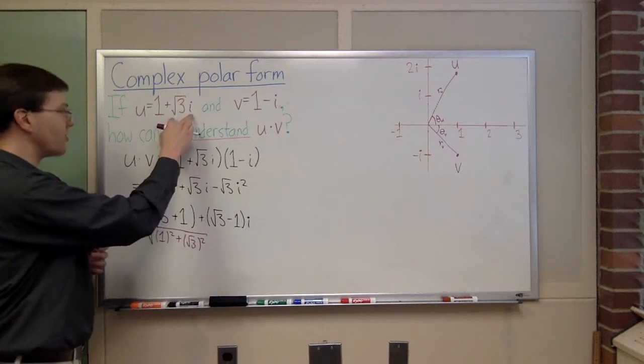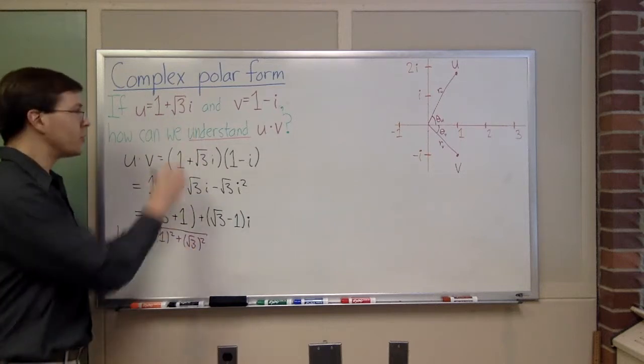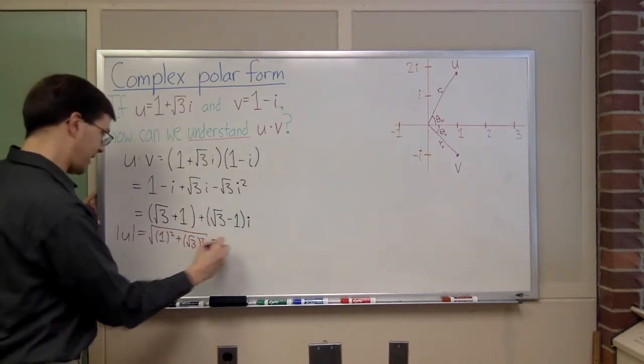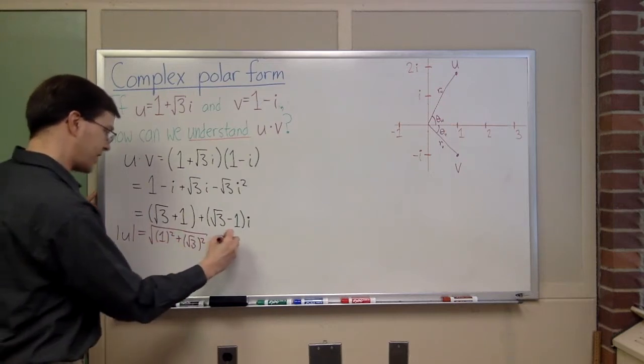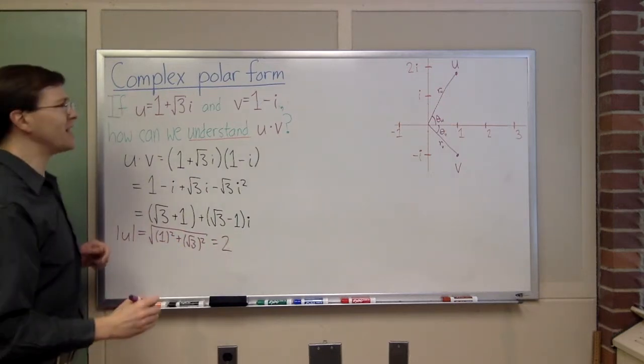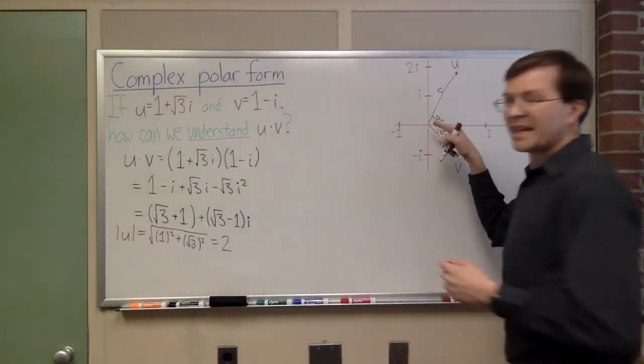And note it's not the square root of 3i squared, because that would be negative. We just do this. And what is that? That's 1 plus 3 is 4, so that's 2. The square root of 4 is 2. And in fact, in this picture, that's what the magnitude is.